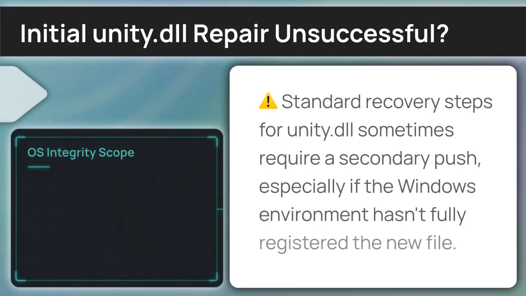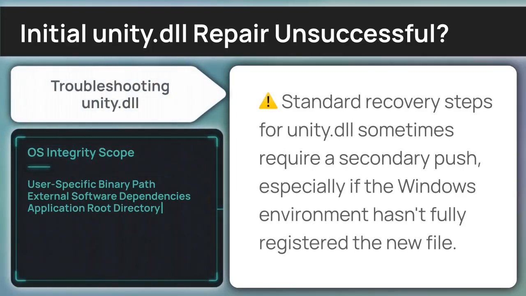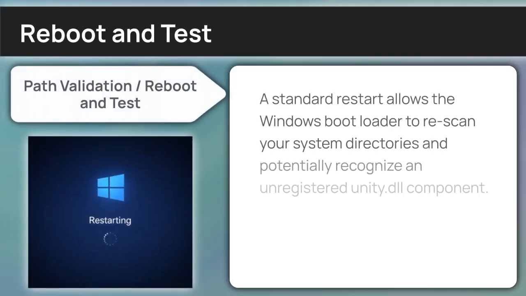If you're still finding yourself stuck after the reinstall, our next priority is to check for any active blocks in the system path. A standard reboot clears out temporary memory conflicts and gives the Windows loader another chance to properly register the Unity Engine component during startup.